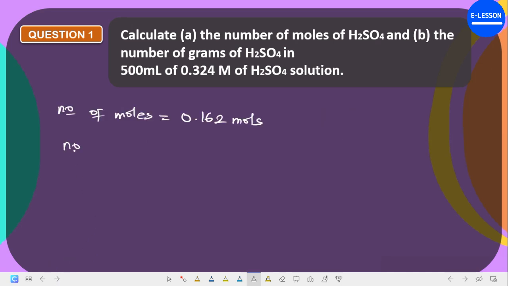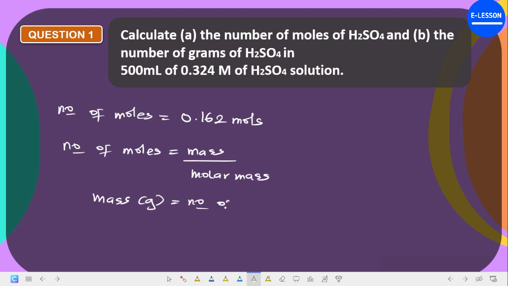Now note that the number of moles formula is equal to mass over molar mass. So our mass in gram will be equal to number of moles times the molar mass. Now, why is it like that? Because this is number of moles. If we say this over 1, then cross multiply. When this multiplies this, it gives us number of moles times molar mass. Then mass times 1 will give us the mass. So now what is the molar mass?